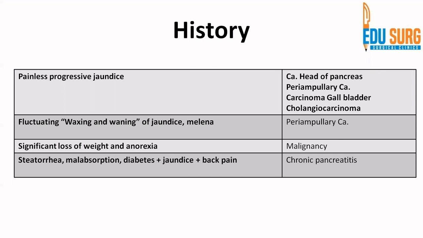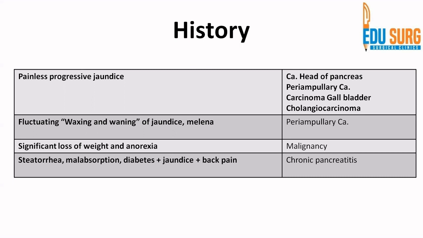Another point in history is the type of jaundice. Is it painless and progressive jaundice? Is it fluctuating, waxing and waning of jaundice, or intermittent jaundice, right? These two are very important questions when you take any history in a patient with jaundice, okay? Progressively increasing jaundice can be painful or painless. Painless progressive jaundice has a very classical diagnosis, that is CA head of pancreas is the most common, followed by periampullary carcinoma, followed by carcinoma gallbladder, followed by cholangiocarcinoma.